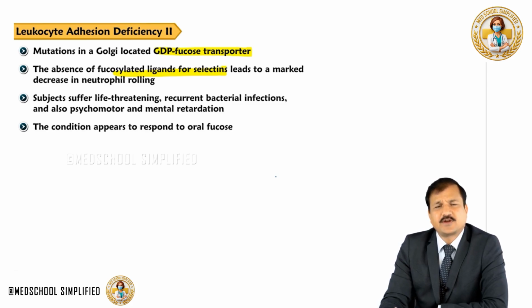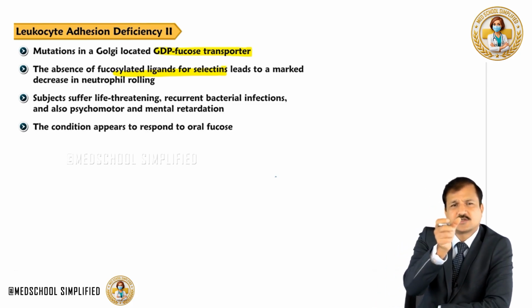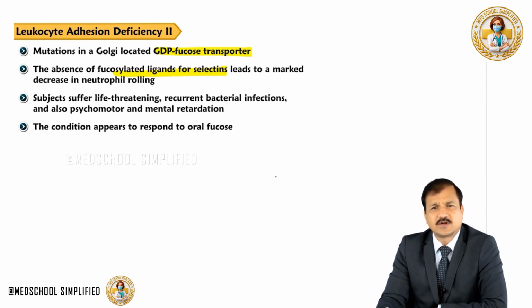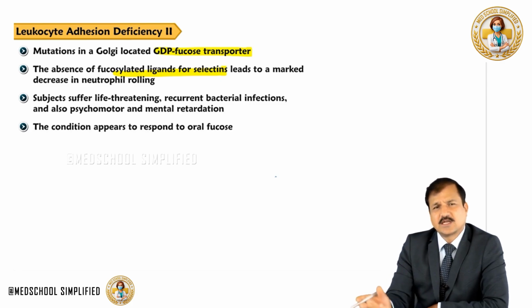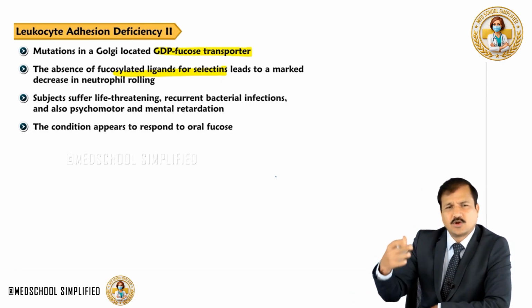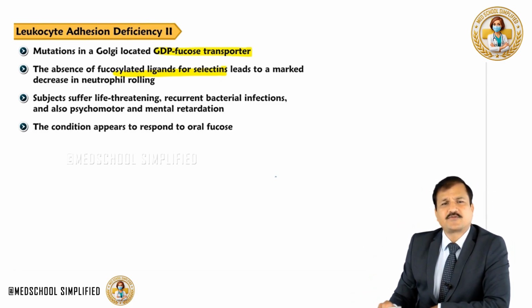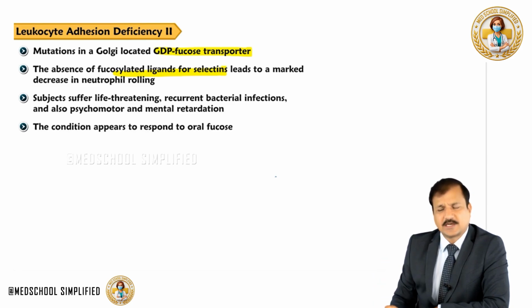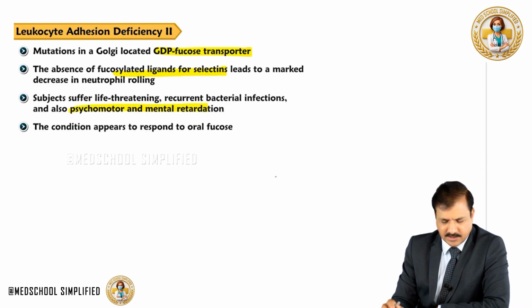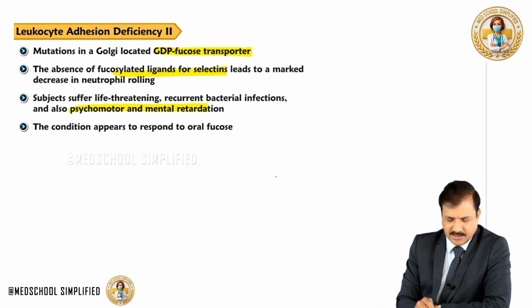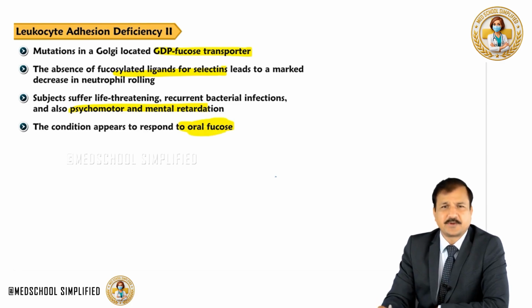So, subjects suffering from this disease have leukocyte adhesion deficiency because of the absence of fucosylated ligands for selectins to bind or interact with the endothelial cells for neutrophils to roll over. Subjects suffer from life-threatening recurrent bacterial infections and also psychomotor and mental retardation. And this condition appears to respond to oral fucose supplementation.